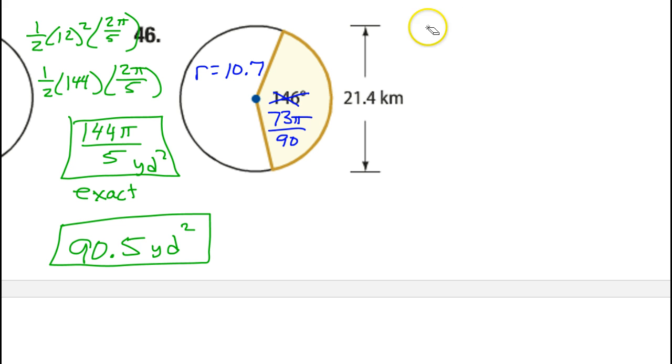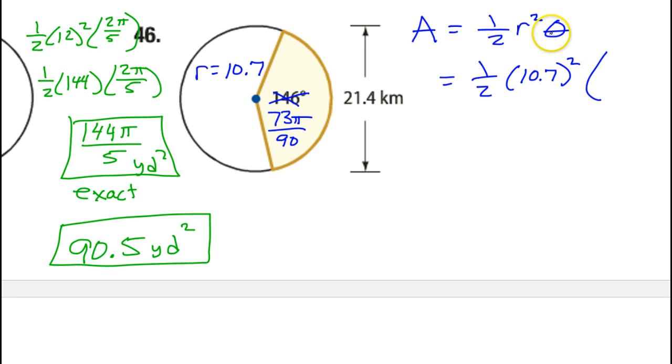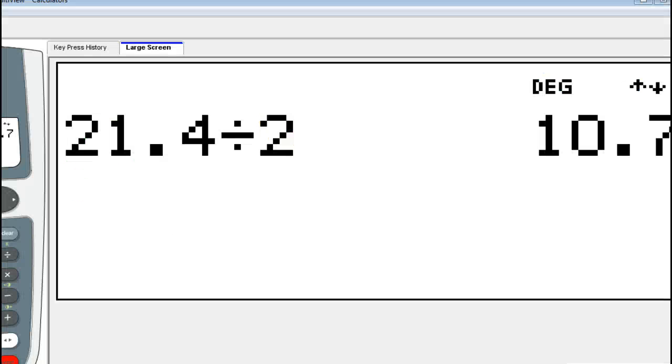Whoops, I almost wrote S, but we're not doing arc length right now. We're doing the area, which is 1/2 r squared theta. So that's 1/2, and we'll have to do 10.7 squared. And we had to make sure that theta was in radians to be able to do this. Use this formula, which is very convenient. We're obviously doing decimals, so I'm just going to put this entire thing in my calculator.